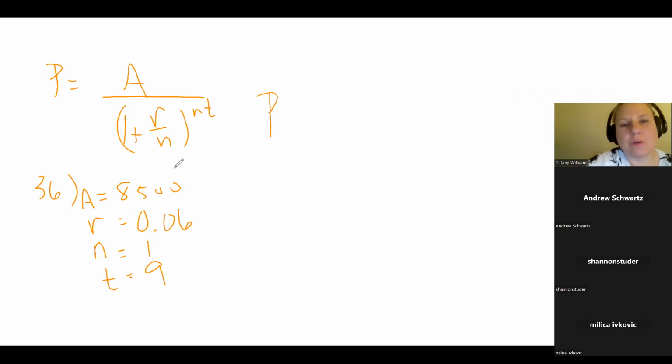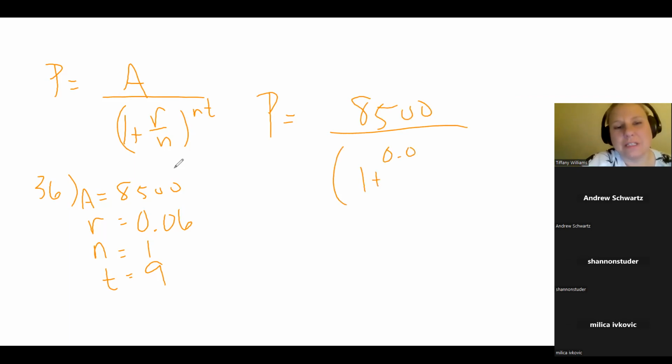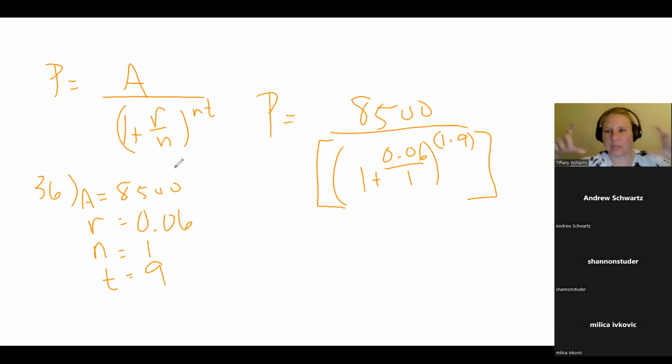So if I plug in what we know here, we're going to have P equals 8,500 divided by 1 plus 0.06 divided by N, which is 1, raised to the 1 times 9. So this becomes a punch in the calculator type deal. Guys, please remember that if you're trying to use an actual calculator instead of Desmos, this needs to be in its own set of parentheses. You need a big set of parentheses around the bottom, to say make sure you do all of these calculations on the bottom before you divide.